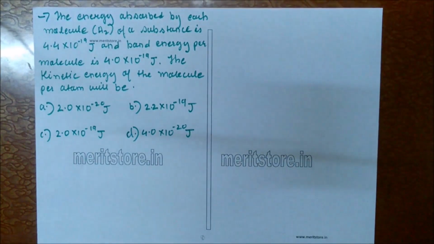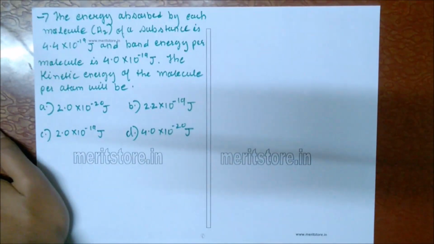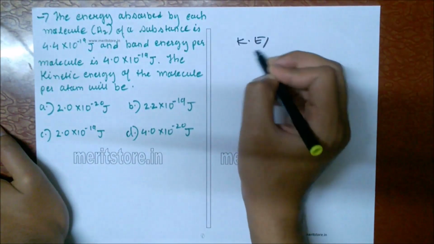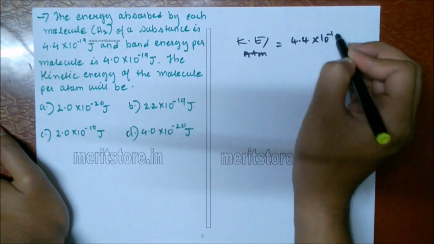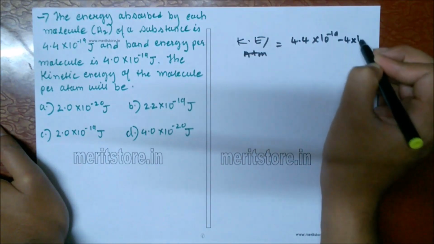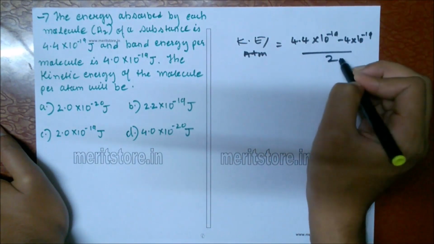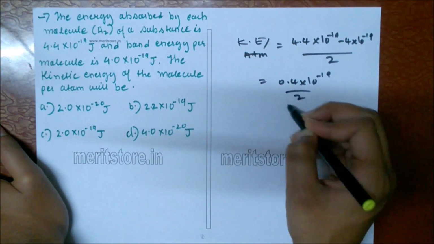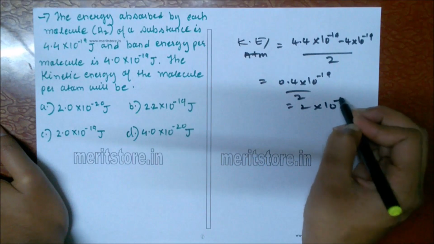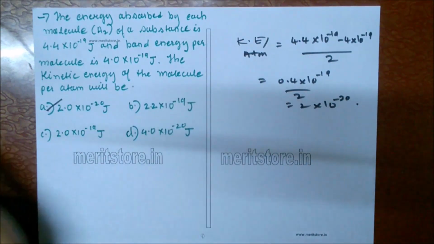The energy absorbed by each molecule of a substance is 4.4 into 10 raised to minus 19 joules, and the bond energy per molecule is 4 into 10 raised to minus 19 joule. The kinetic energy per atom will be, we have to find kinetic energy per atom, which is equal to 4.4 into 10 raised to minus 19 minus 4 into 10 raised to minus 19, divided by 2. So we get 0.4 into 10 raised to minus 19 upon 2, which is equal to 2 into 10 raised to minus 20. Option A is the correct answer.